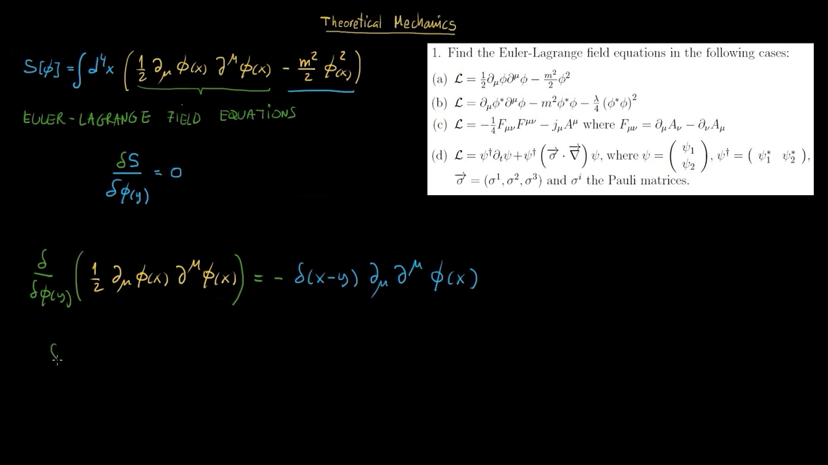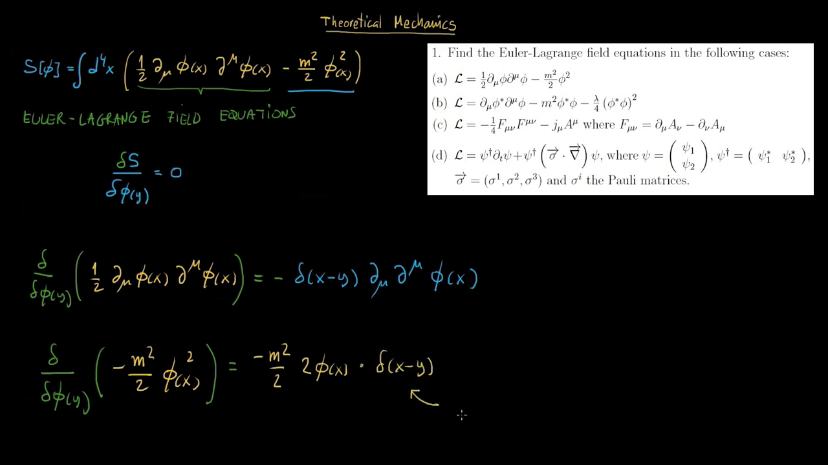And let's calculate the derivative of the second term. So let's do it. The functional derivative with respect to phi(y) of minus m²/2 φ(x)². And this is going to be, first of all, minus m²/2 times the partial derivative of this expression, 2 φ(x), times delta(x minus y). This delta comes from the functional derivative of φ(x) with respect to φ(y). This is the origin of this Dirac's delta.